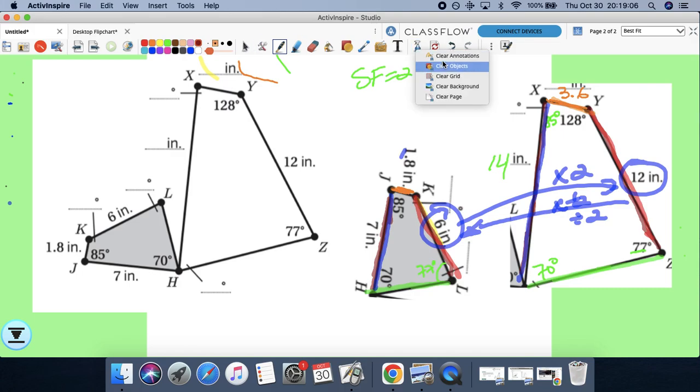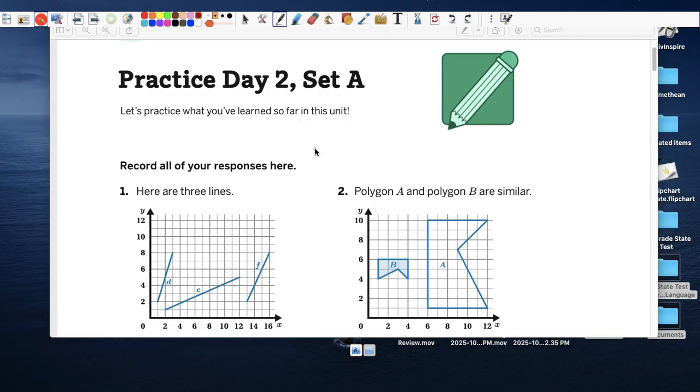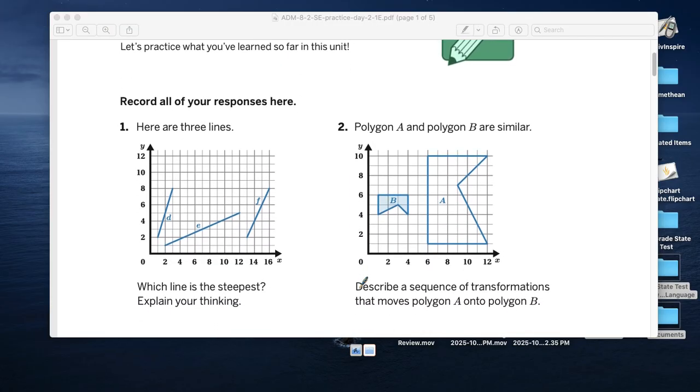So you have a little extra to work on. Let's call it just extra practice. It's for your test, so it's a good thing. Here are 3 lines. Which line is the steepest? Explain your thinking.